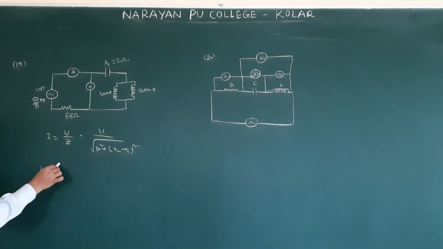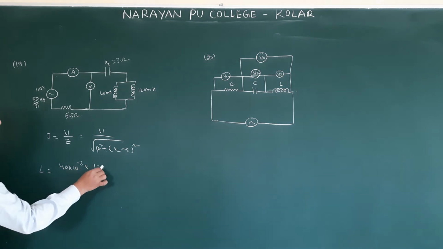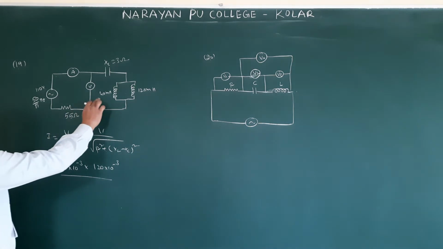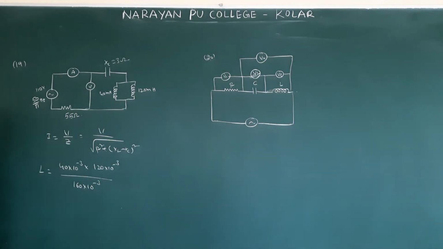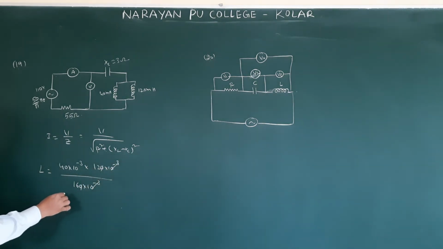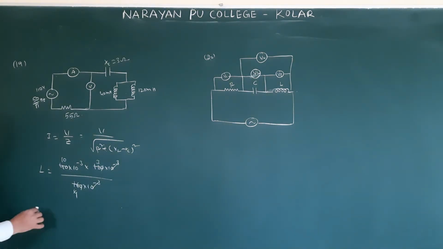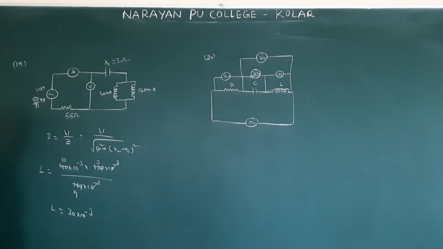Parallel. Therefore L equivalent is equal to 40 into 10 power minus 3 times 120 into 10 power minus 3, divided by 40 plus 120, that is L1 plus L2. 40 plus 120 is 160, into 10 power minus 3. So these will be cancelled, zero and zero cancelled. 4 fours are 16, 4 threes are 12, so 30. L is equal to 30 into 10 power minus 3.